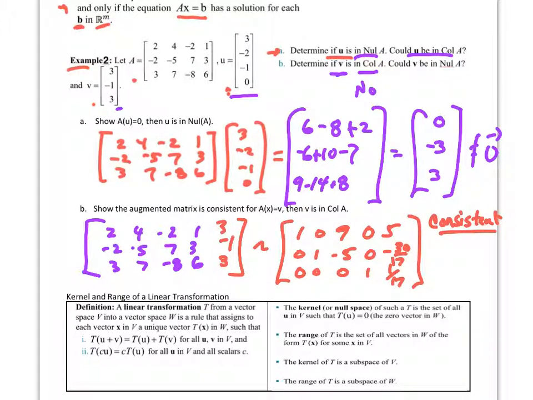Since V is consistent with what we have for the matrix associated with A, then we can say that V is in the column space of A. Now, could V be in the null of A? The answer would be no, once again, because the dimensions do not match up. I can't do A times V in this case, because this is a 3 by 4, and this is a 3 by 1. So I can't multiply those two together.